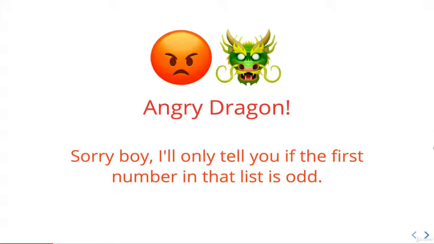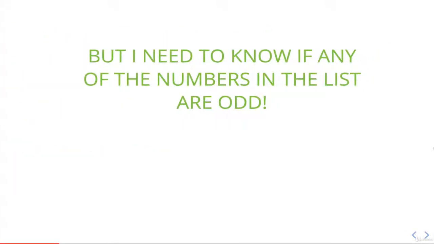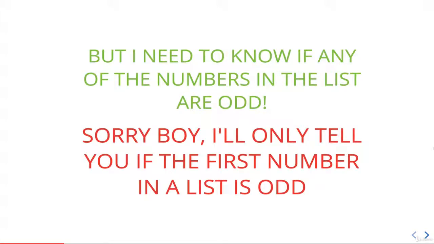He says, I'm sorry, boy. I'll only tell you if the first number in that list is odd. So he's not super angry. He doesn't immediately burn him alive and eat him. Instead, he just says, sort of grumpily, I'll only tell you if the first number in that list is odd. And Martin is very upset because he doesn't want to fail at his task. He says, I need to know if any of the numbers are odd, not just the first one. And the dragon is even angrier, and he says, sorry, I'll only tell you if the first number is odd. That's my final offer. That's all I'll do.